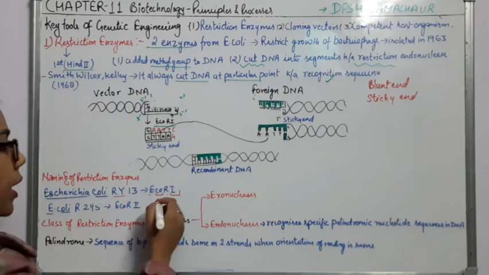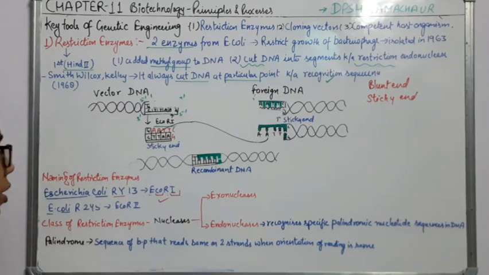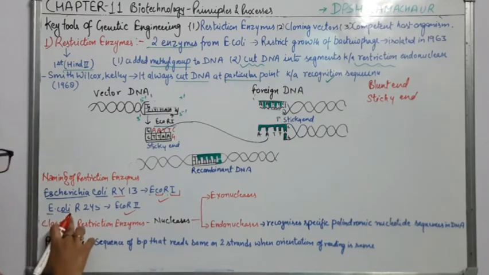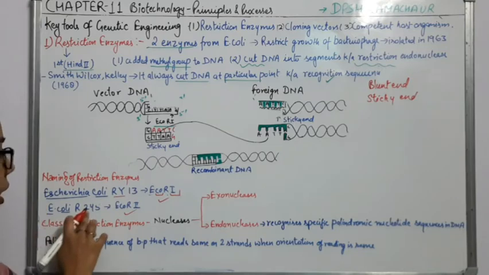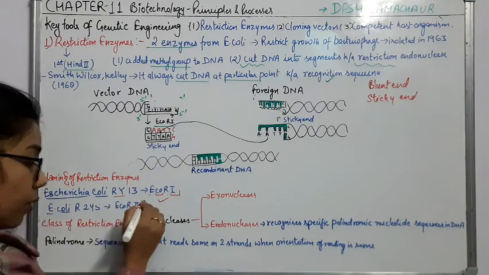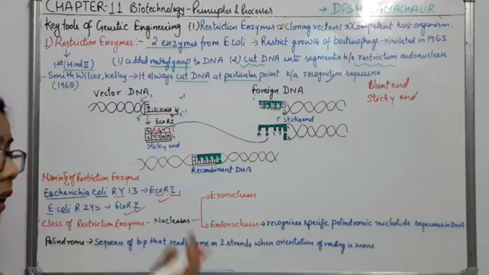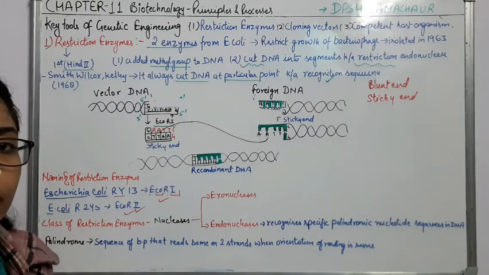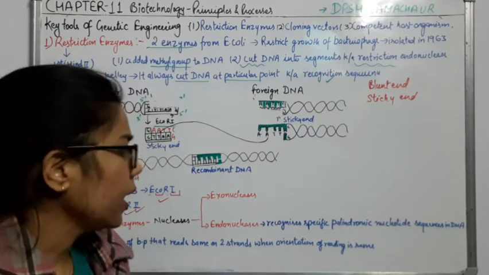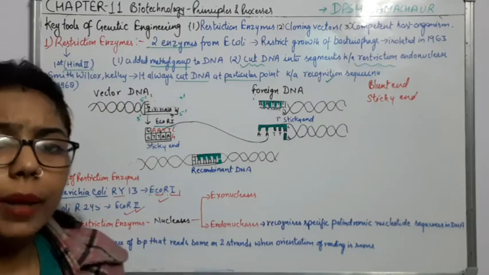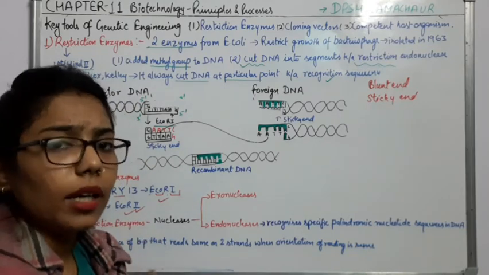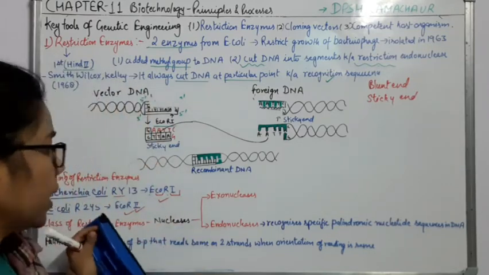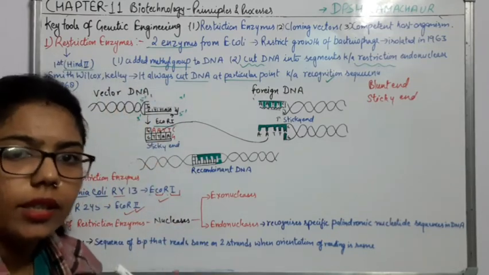So we have the EcoRI restriction endonuclease, then EcoRII, same thing, Escherichia coli. R is the strain, and it is isolated at the next level after EcoRI. That's why we have given the name second. Okay, so these are the methods, and these questions may be asked in the examination: what are the different ways by which we can name these restriction enzymes.